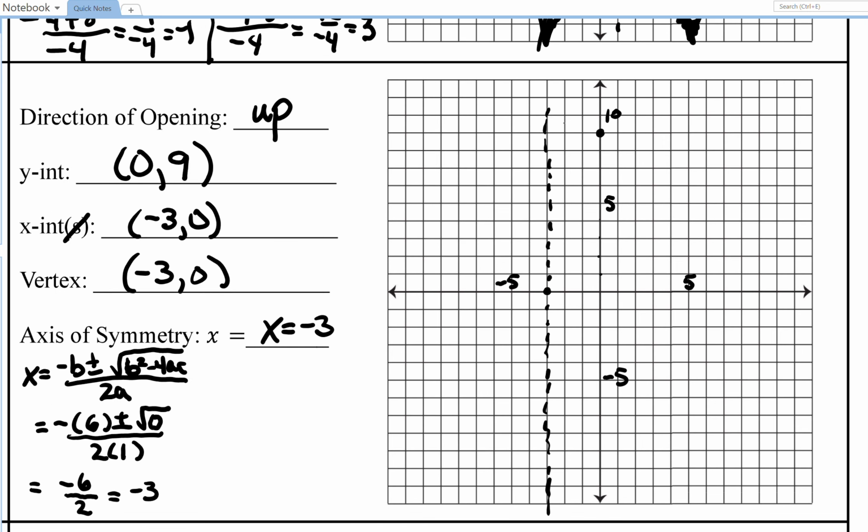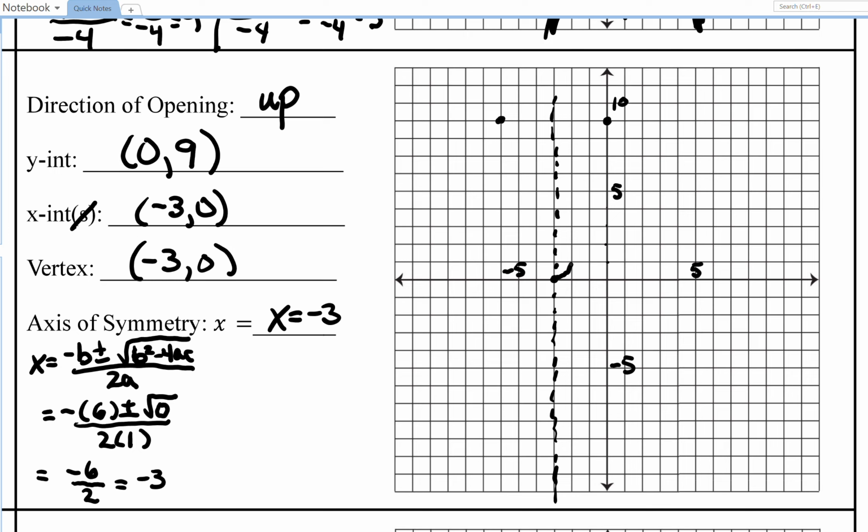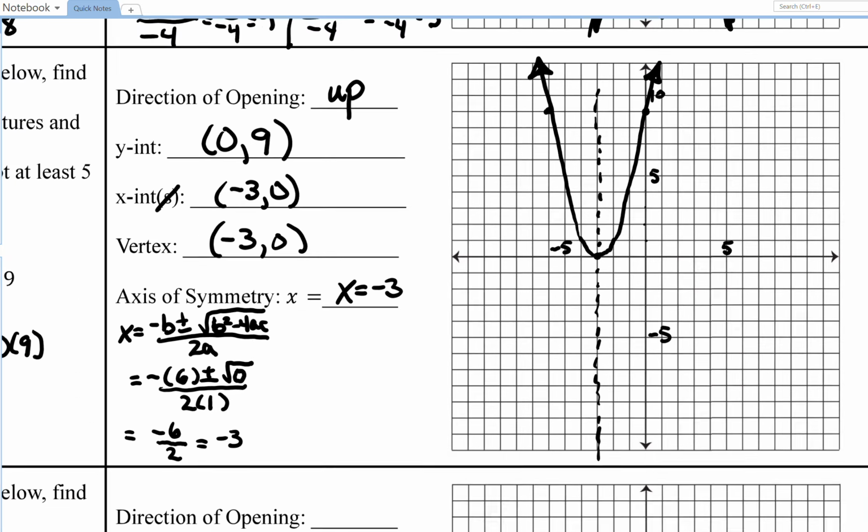Because of that, I know that I'm going to have another point. This is 3 spaces away from the axis of symmetry, so I can go over 1, 2, 3 spaces on the other side and graph another point at that same level. Then my graph is going to look something like this. And that would be the sketch of what this looks like.